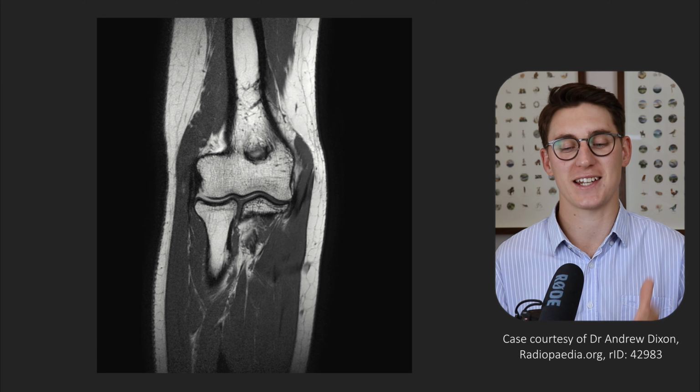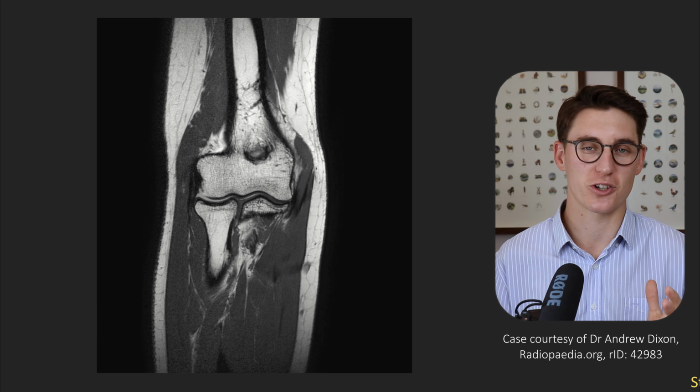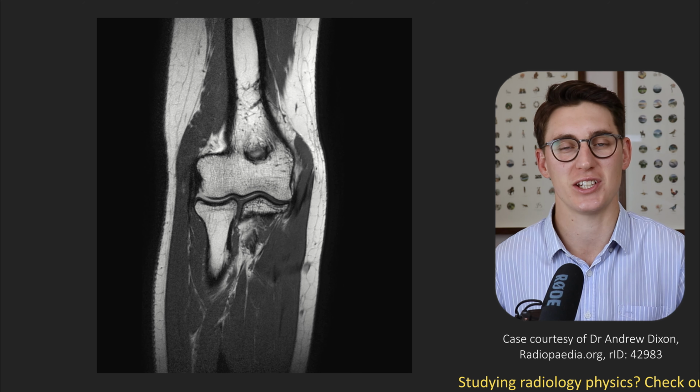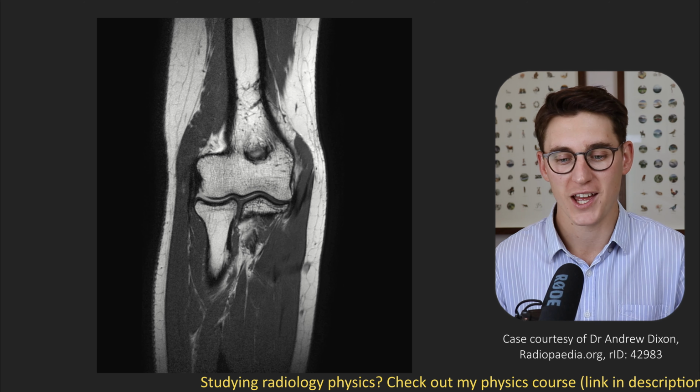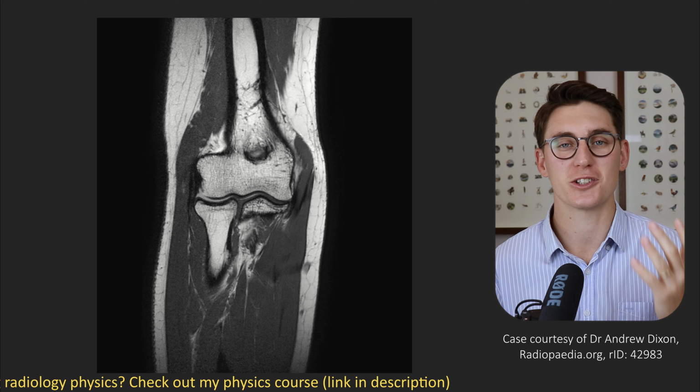Today we're going to be looking at the anatomy of the elbow joint on an MRI scan. Now some of the anatomy here is going to be assumed knowledge, and if you feel like your elbow anatomy is a little bit sketchy, I'd highly recommend going back to the elbow radiograph talk that I've given before.